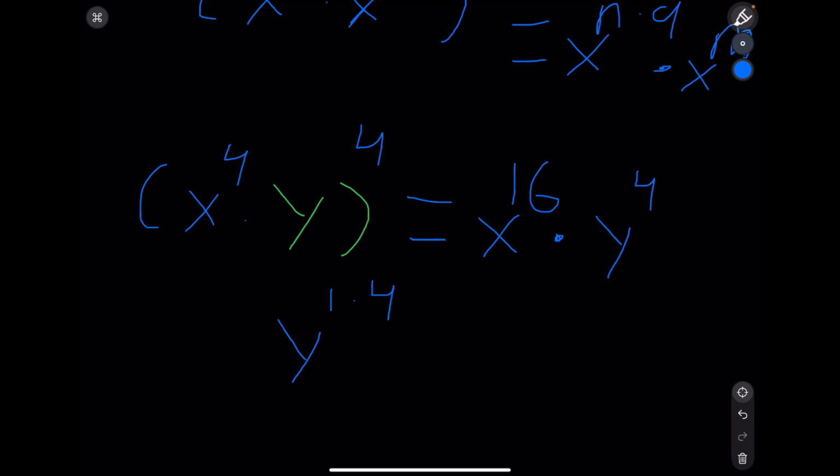Since for different variables, you don't mix them in, or if you want to, you could also just do this without writing the multiplication sign in the middle. You could also just do that.